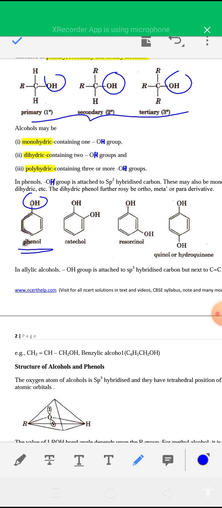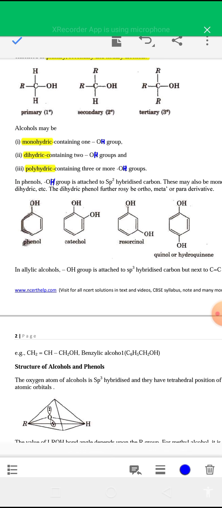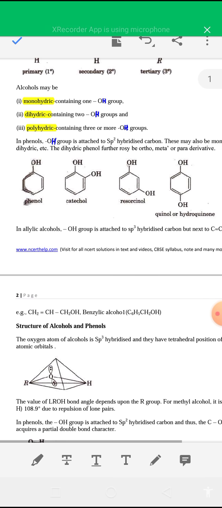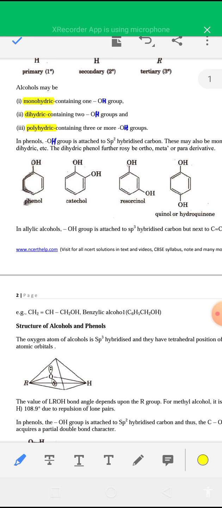Catechol, in which two OH groups are present, is a dihydric. Resorcinol is also a dihydric alcohol. Quinol is also a dihydric alcohol. And these are phenols. What is phenol? If the OH group is directly attached with a benzene ring, then it is known as phenol. In phenol the OH group is attached to an sp2 hybridized carbon atom.